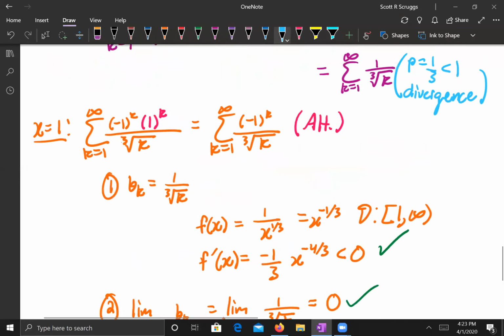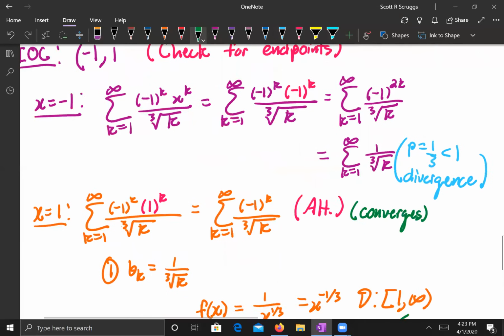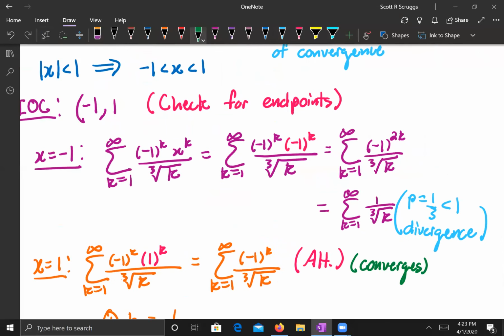So that tells me that if I plug in x equals 1, I get a convergent series, which means in my interval of convergence, I include the right endpoint, which tells me that my overall interval of convergence is negative 1 to 1, open parentheses at the left endpoint, close parentheses at the right endpoint. Now that was something pretty epic.